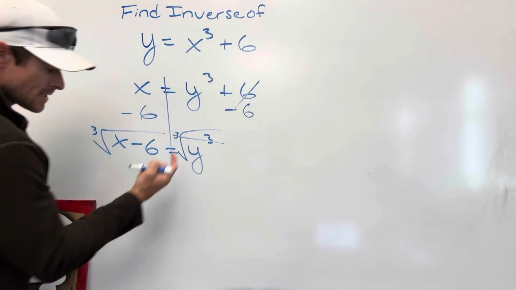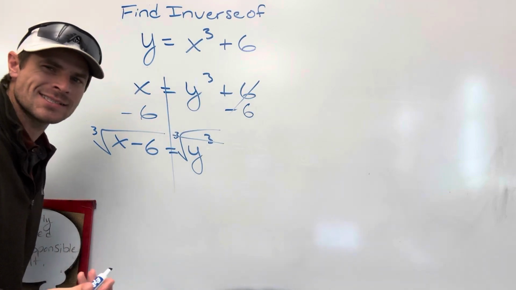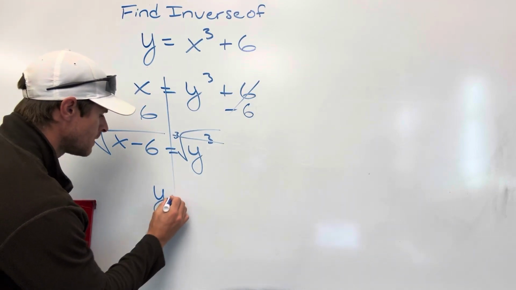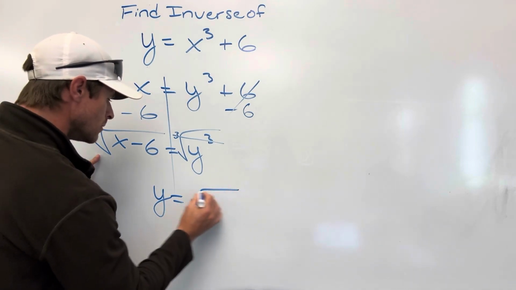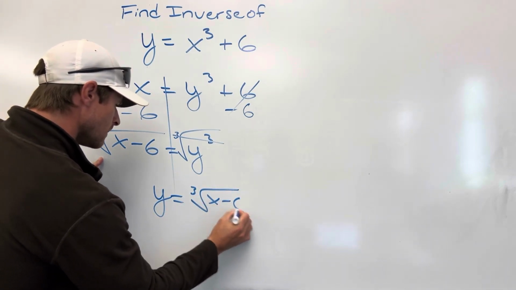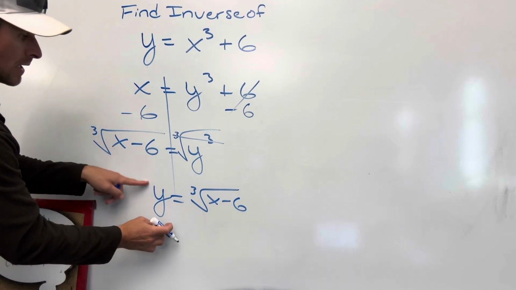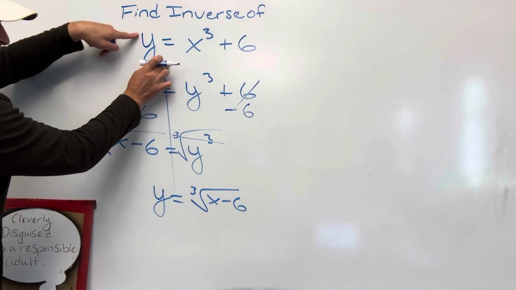And again, y is all that I have left on the right side. I don't like seeing it on the right side. I'm going to put it on the left. And I'm just going to copy this information down over here on the right. Cube root of x minus 6. And this would be your inverse of this original function.